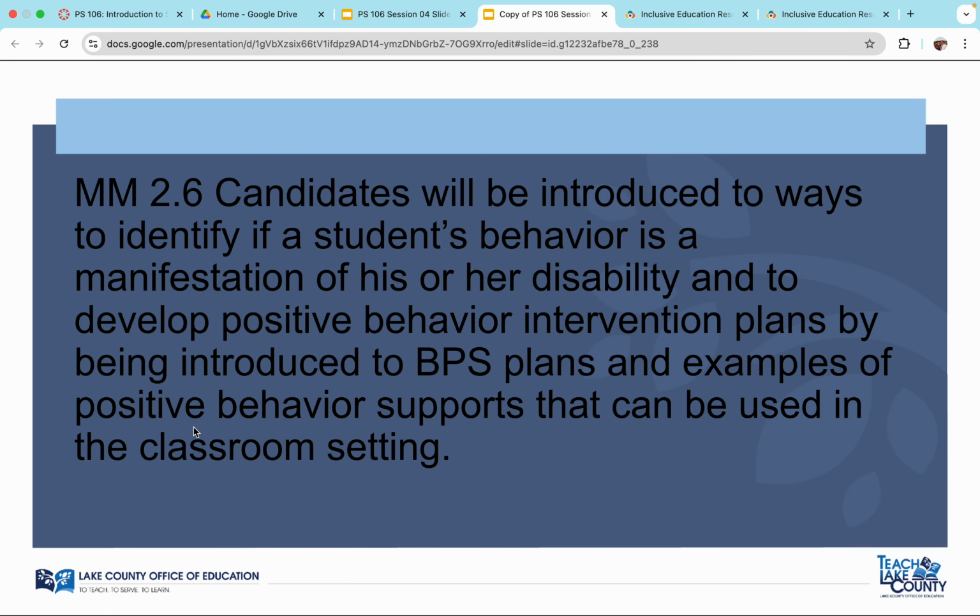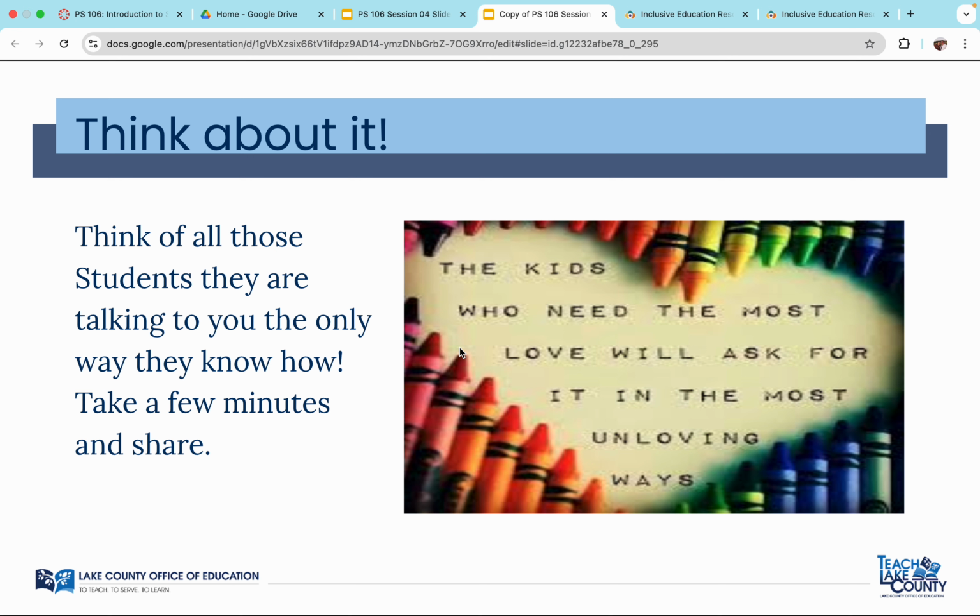So, some of the things we're talking about here: candidates will be introduced to ways to identify if a student's behavior is a manifestation of his or her disability, and to develop positive behavior intervention plans by being introduced to BSP plans and examples of positive behavior supports that can be used in the classroom setting. That's what the goal is for this part.